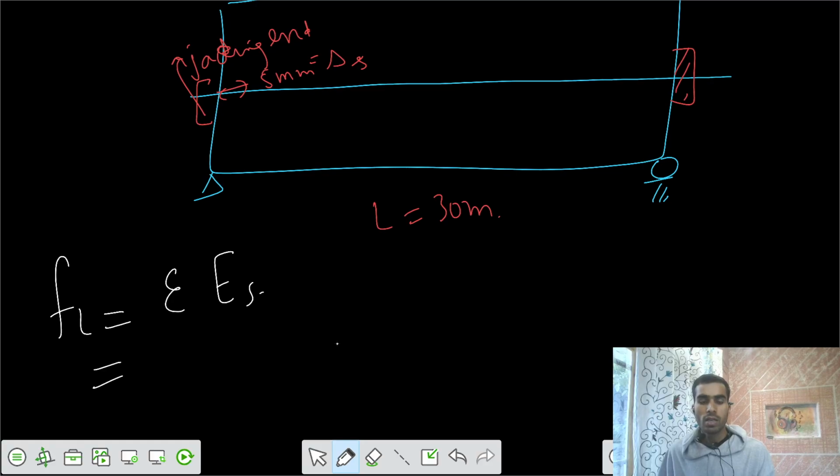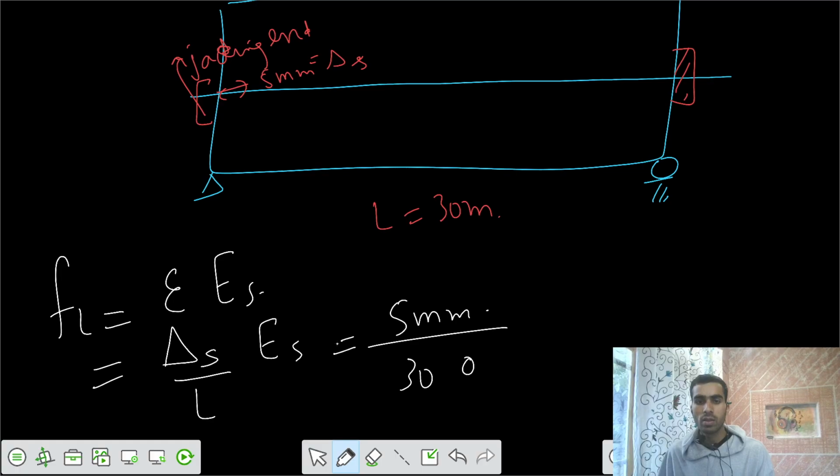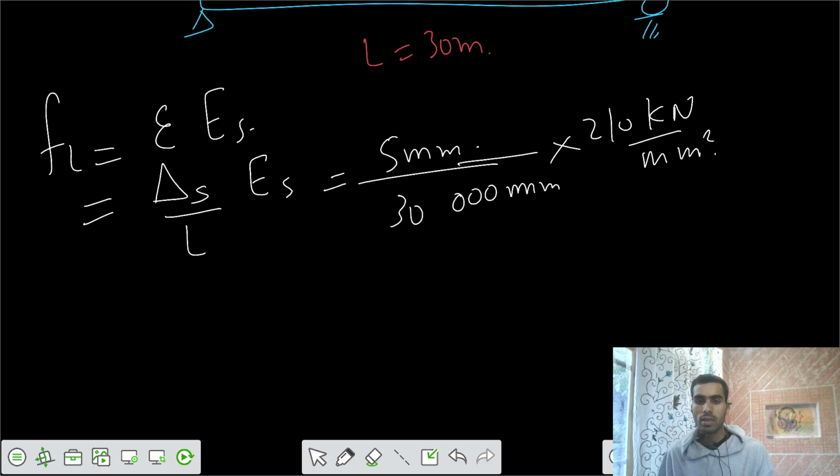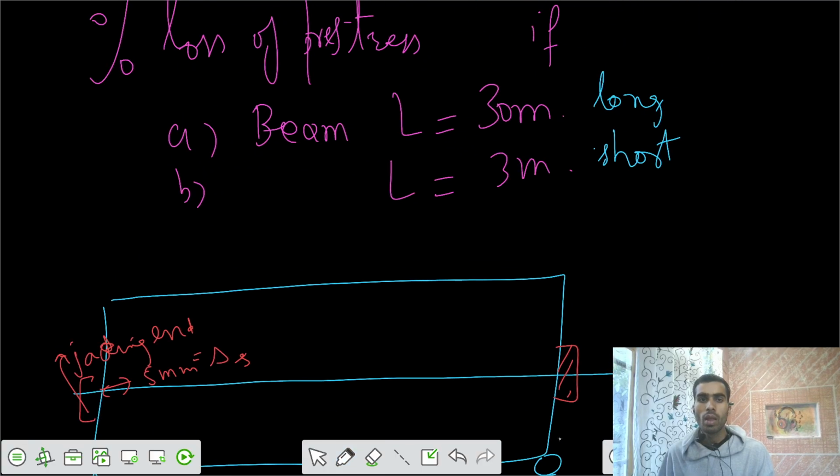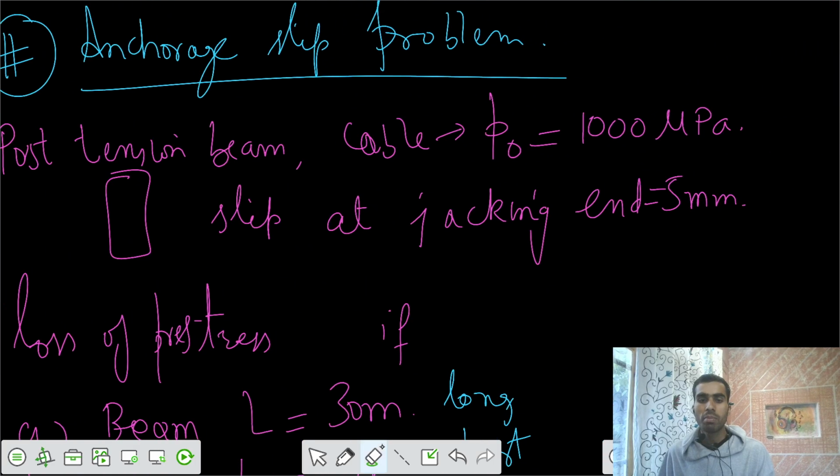Your loss of strain, I would say, is delta S divided by total length L into E. S is equal to 5 millimeters divided by the total length of 30 meters, that is 30 millimeters into 210 kilonewton per millimeter square. So that is the solution for this problem. If we want to calculate it in terms of percentage of loss, initial pre-stress was how much? 1000. Initial pre-stress was 1000.